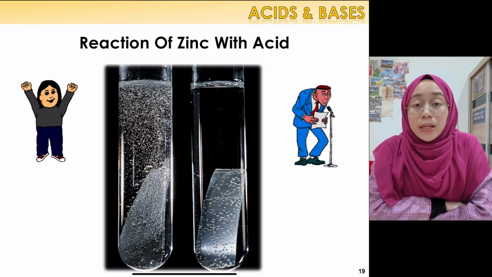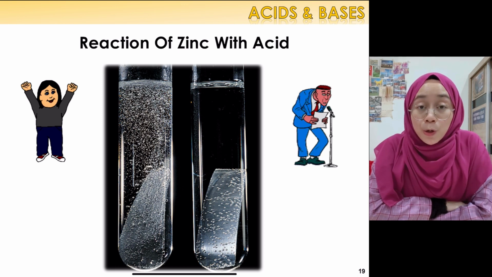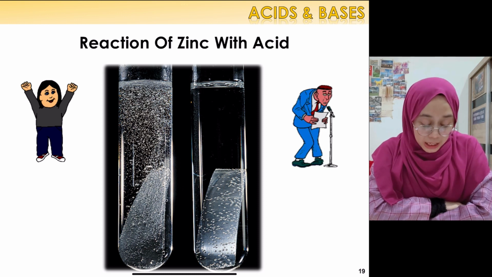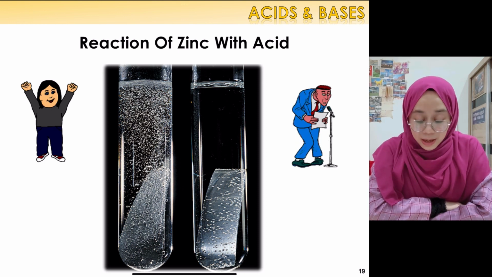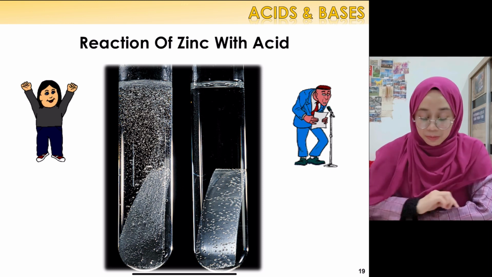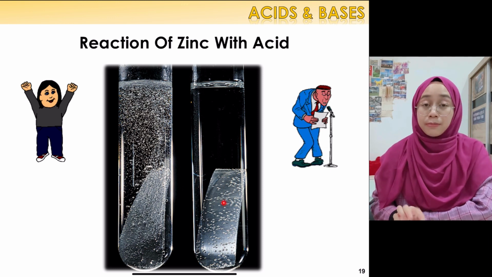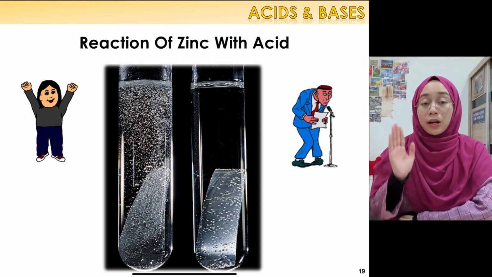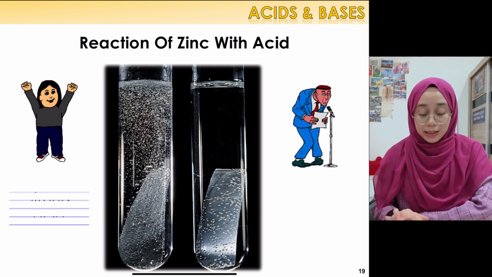More bubbles produced indicates that more hydrogen gas is produced. Bermaksud on the left side we have a very strong acid. Meanwhile on the right side we still can see some bubbles on the metal itself, but very kecil je, very sikit je compared to the one on the left. Therefore on the right side we have a weak acid.